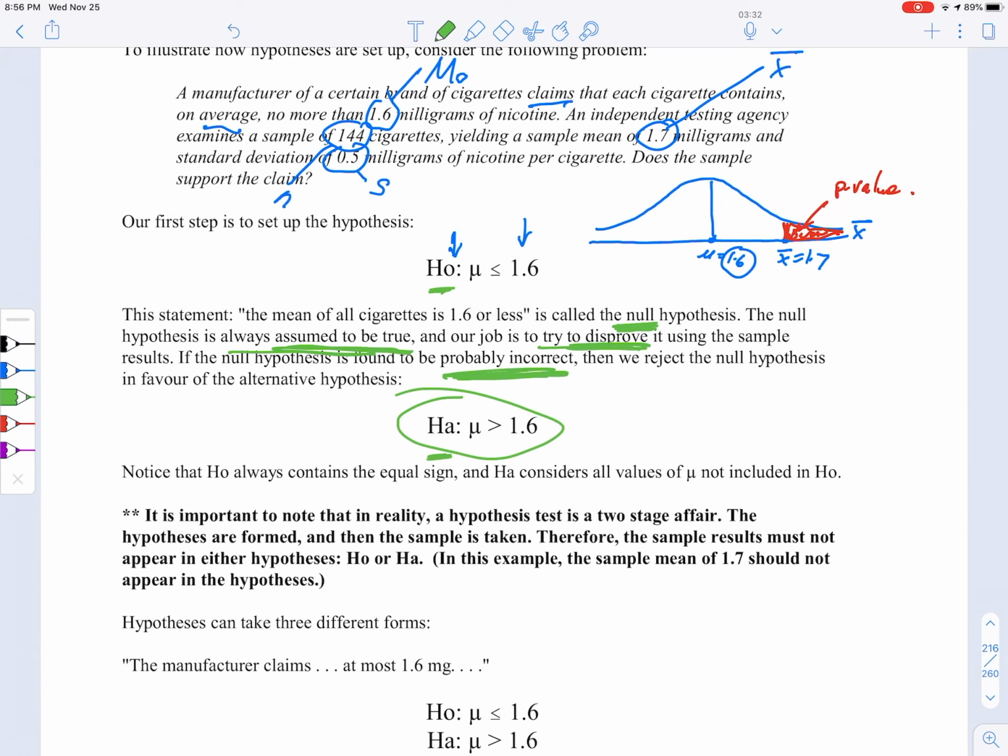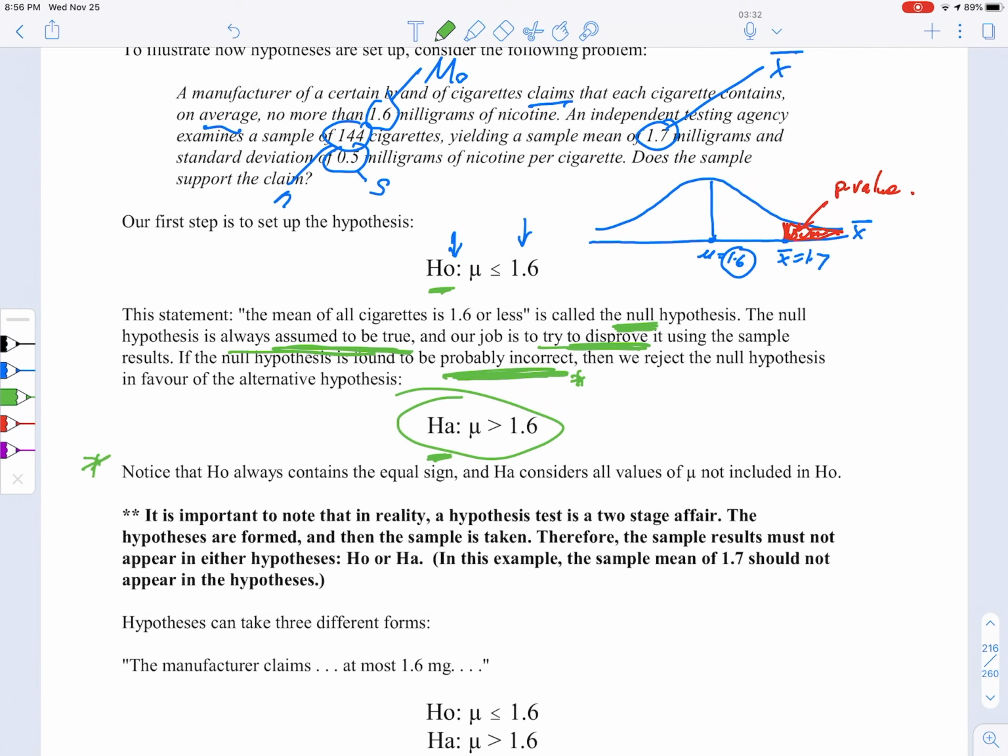And if you take a look at these two together, the H0 and the HA, the null hypothesis and the alternative, you can see that they're complementary. So the H0 is that mu is less than or equal to 1.6, and then the HA is everything else, that is that mu is greater than 1.6. Notice the term here, probably incorrect. We can't be 100% sure unless we take a census. And so we are just coming up with enough evidence to cause us to reject the null hypothesis in favor of the alternative.